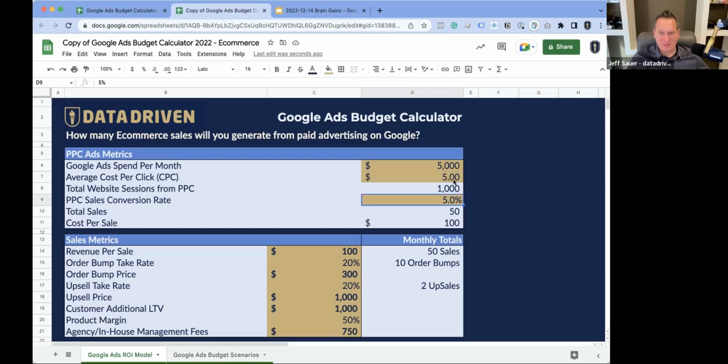So usually if you use the keyword planner, it's going to tell you to expect $20 a click, or $10 a click, or something like that. Whatever that number is, I would usually divide it by 2, and that's sort of what I go with. So if it said $10 to me, I'd put it at 5, and then conversion rate.